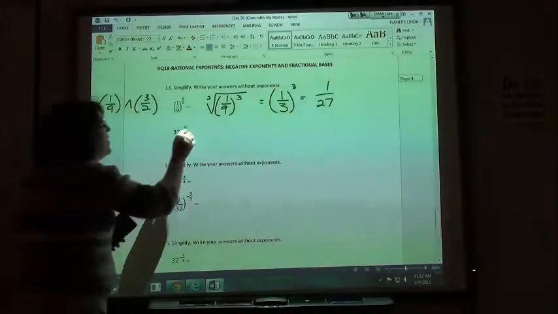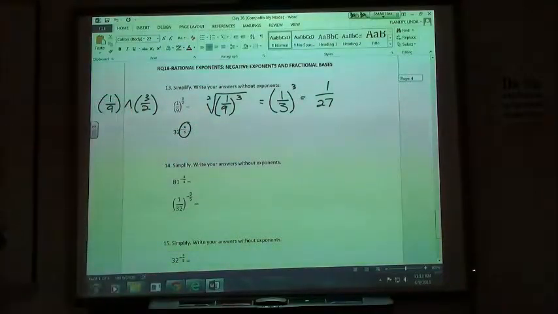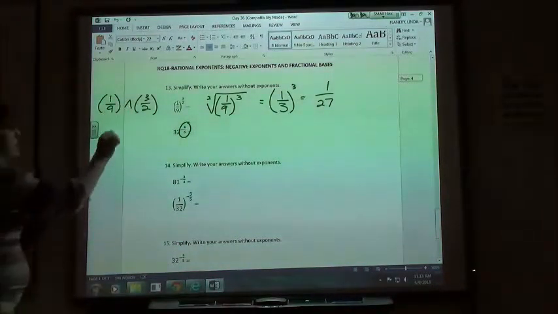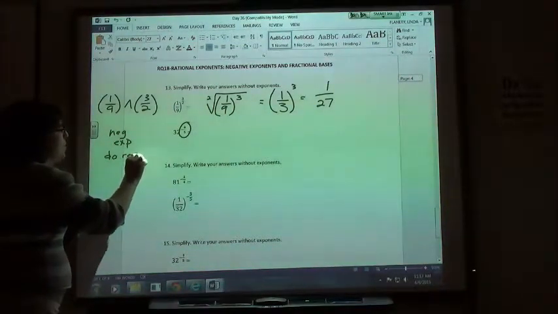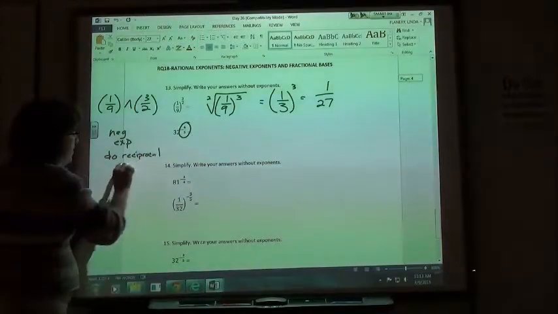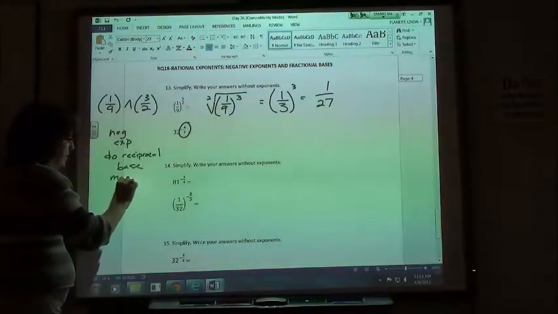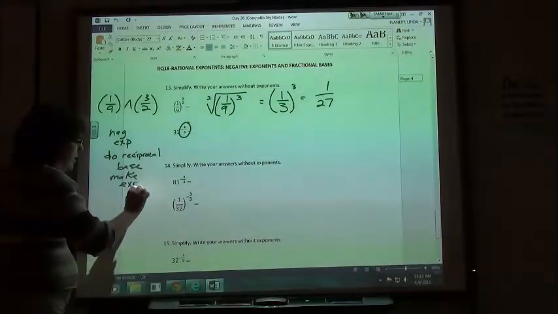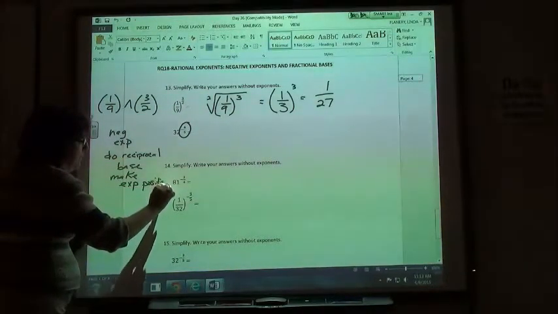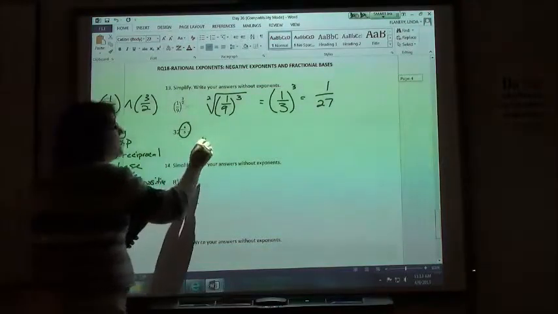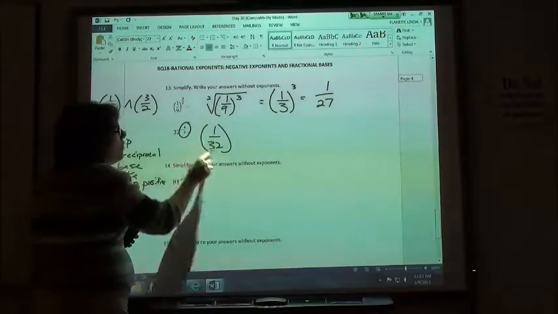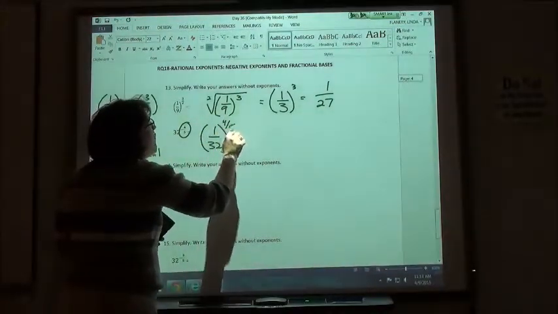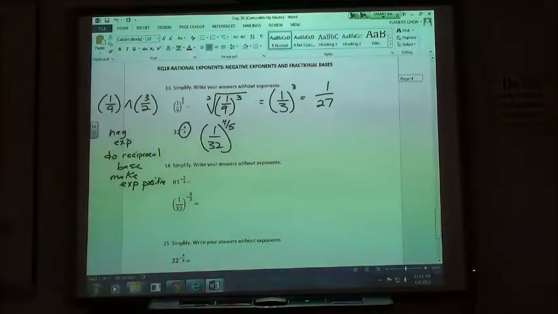There we go. And I would get 1/27 on my calculator. Now this one has a negative exponent. If you have a negative exponent, you do the reciprocal of the base to make your exponent positive. So in this case, I'm going to rewrite this as 1/32. The reciprocal of 32 is 1/32 to the positive 4/5 power. Now that my exponent is positive, I can do my problem.